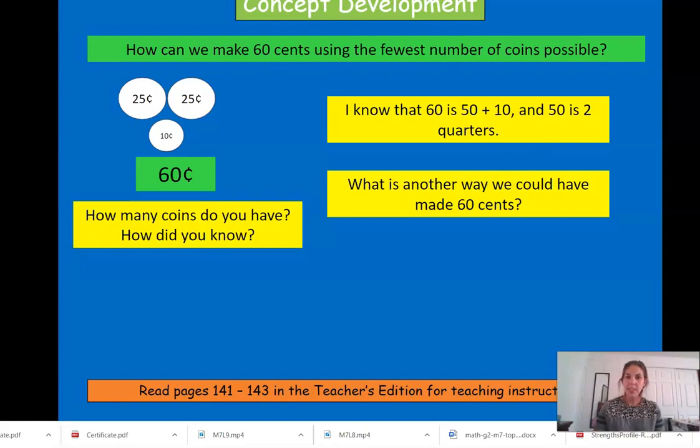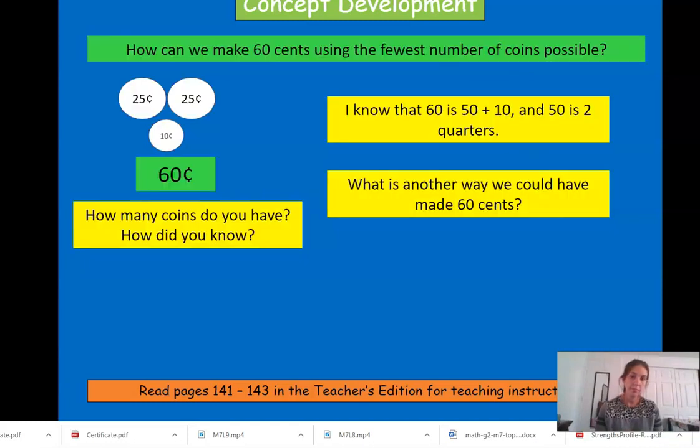What's another way that we could have made 60 cents? What's another way? What other coins could you use to do 60 cents? You could use 10 dimes. Oh, not 10 dimes. Oh my goodness. 6 dimes that are worth 10 cents each.